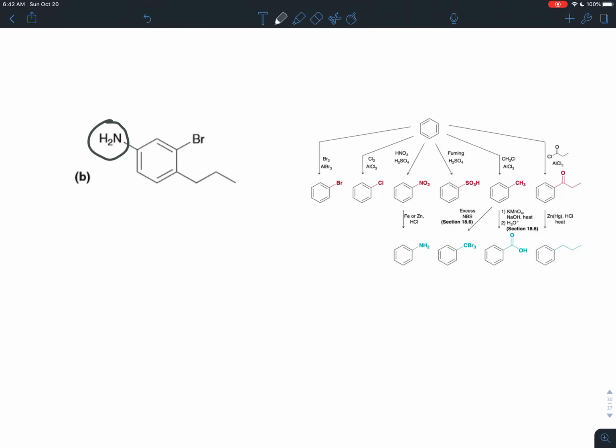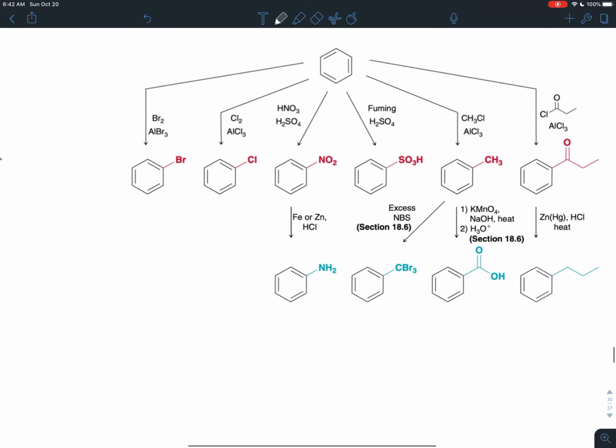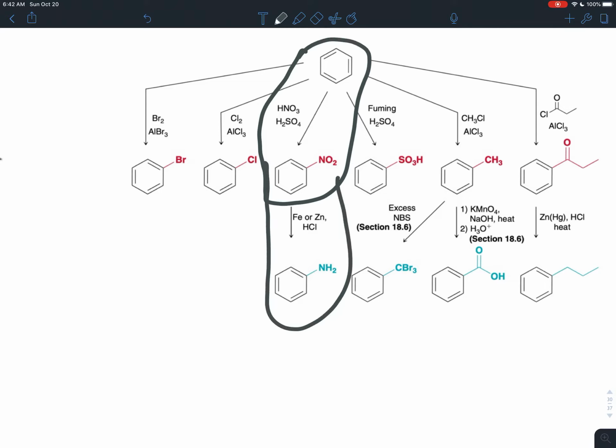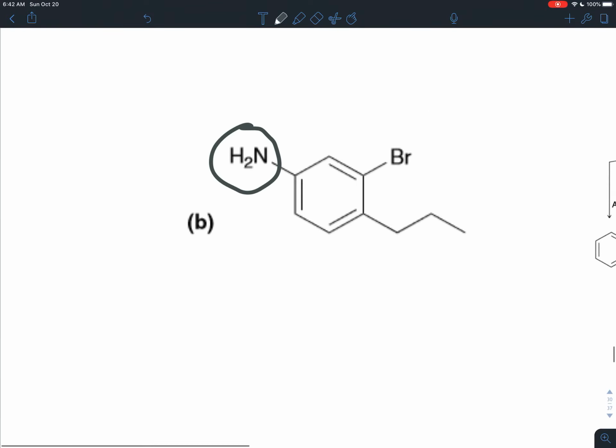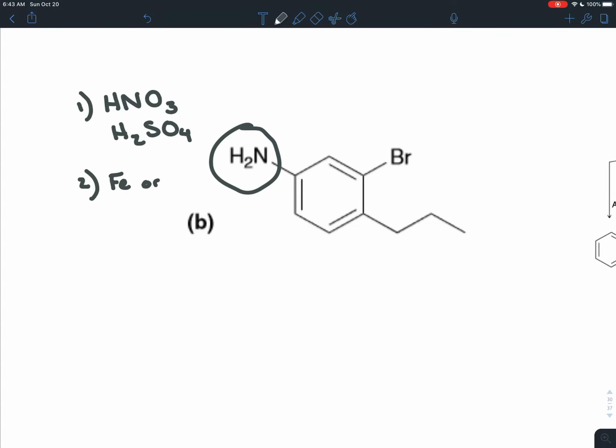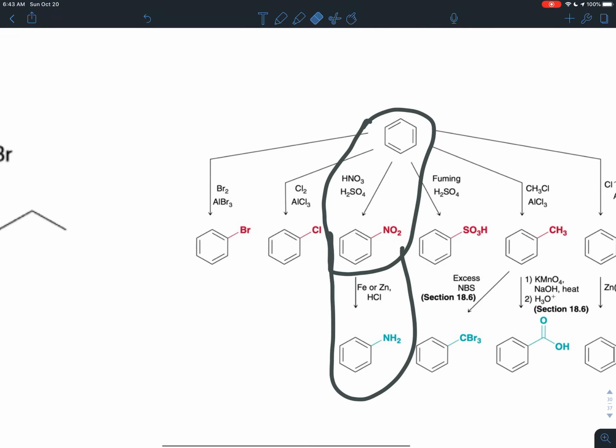So at the top left here, we have that NH2. We know we can put in a nitrogen on the ring by doing nitration. But that leaves us with an NO2. We want NH2, so we can just reduce that with iron or zinc and HCl. So this one is first nitric acid and sulfuric acid, second iron or zinc and HCl. So that's how we can get that done.